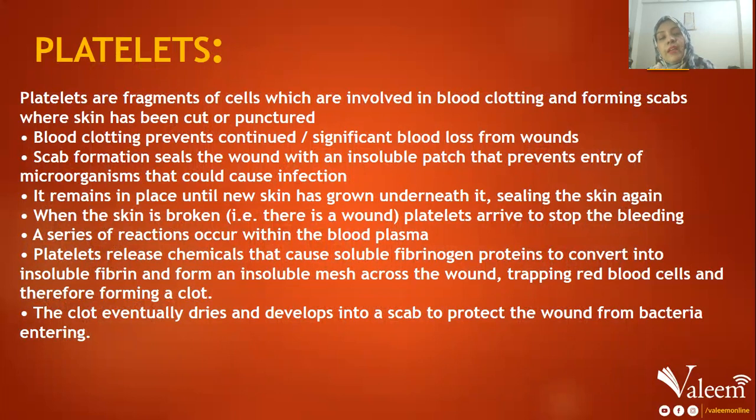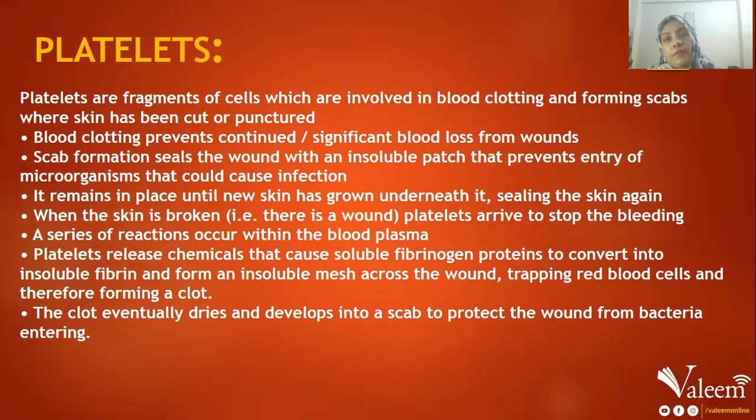After that, the platelets will be able to form a clot at that region. The platelets release a chemical that converts soluble fibrinogen to fibrin. Now, here is a point to note. What is fibrinogen? Fibrinogen is the protein which is present in our plasma.